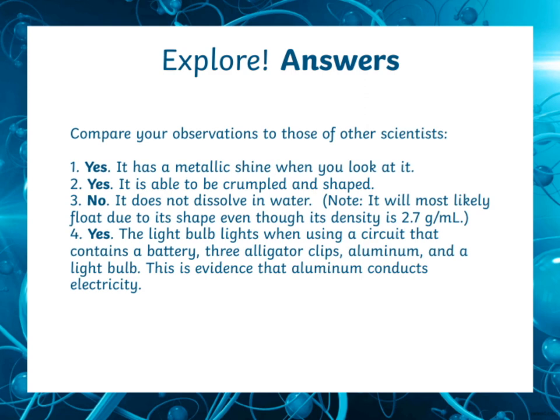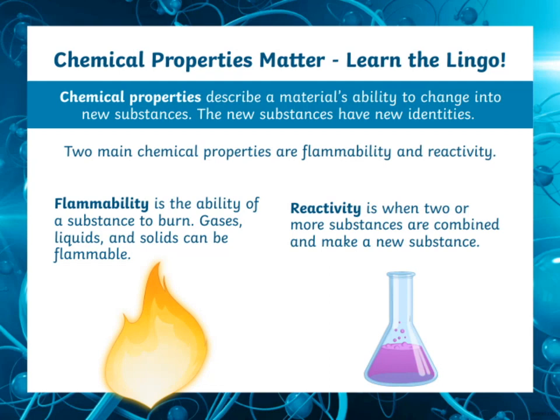Yes, the material has a metallic shine. That's a key clue. It's also flexible. It can be crumpled and shaped without breaking. But it doesn't dissolve in water, and interestingly, it tends to float because of its shape, even though its density is 2.7 grams per milliliter. Finally, when we use it in a simple circuit with a battery and a light bulb, the bulb lights up, proving aluminum conducts electricity. Let's talk about chemical properties.